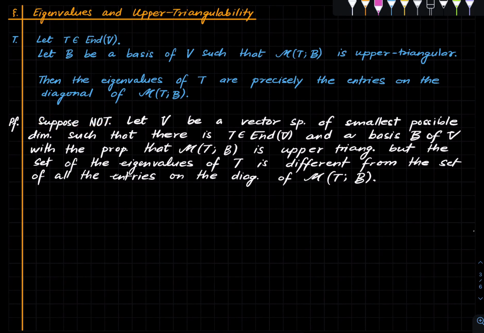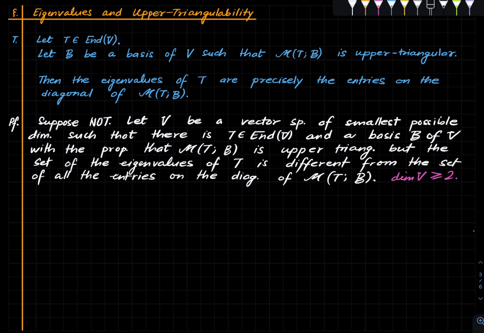And I want you to check that the dimension of V is necessarily greater than or equal to 2. So what we have done is we have picked a vector space of smallest possible dimension where one can find a counterexample to this theorem. And easily one can see that it cannot be a one-dimensional vector space, because there you cannot find a counterexample, as you can easily show. So this I leave you to check.